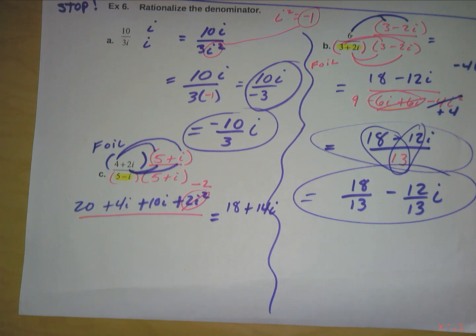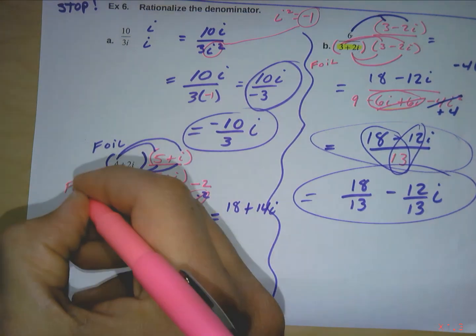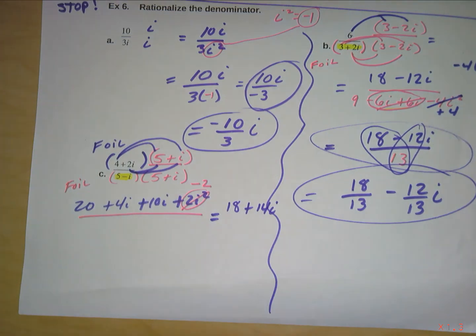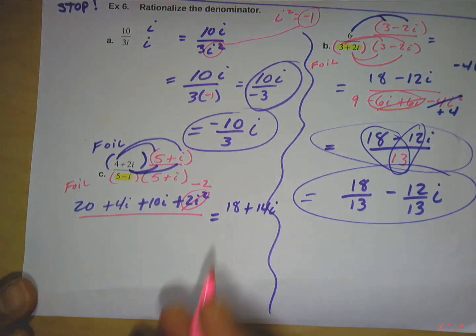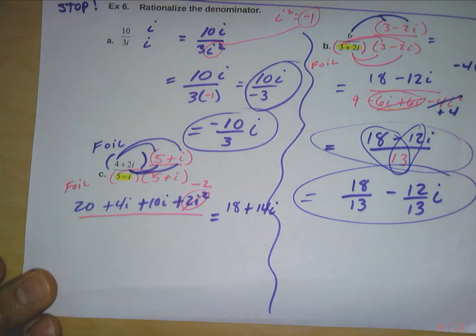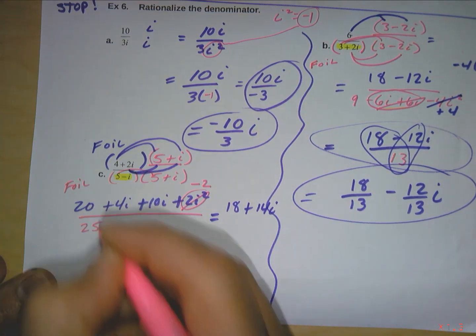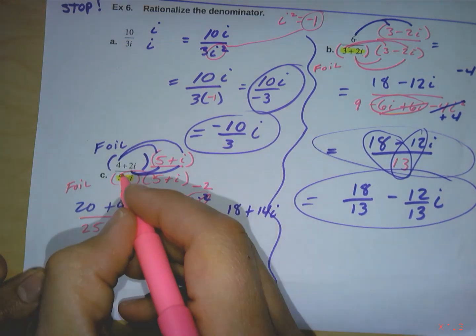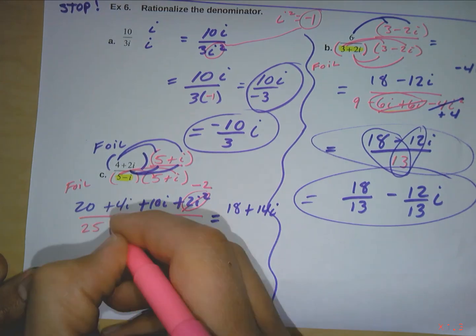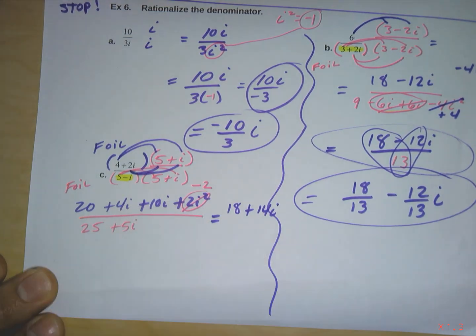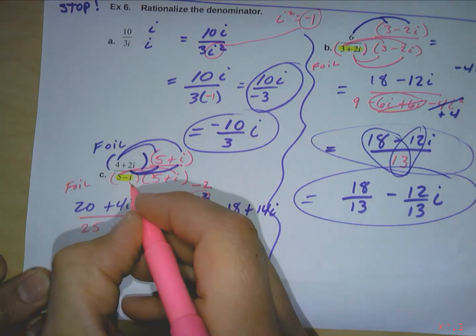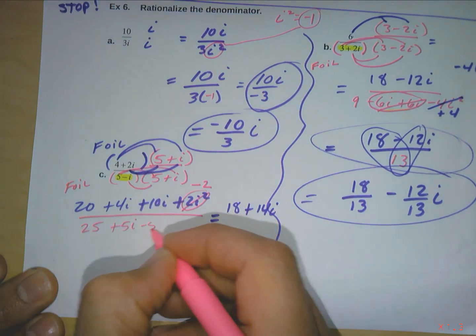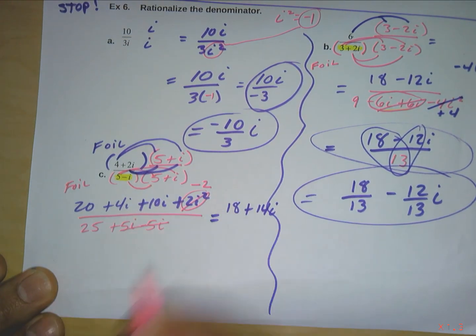Last thing we got to do, FOIL the bottom. I'll do the bottom in pink now, pretty pink. We got 5 times 5, 25. Now, usually when I'm doing this, I know the outers and inners are going to cancel, so I never write them, but I'll do it for our notes here. So 5 times i is 5i. And then when I do my inners, -i times 5 is a -5i. So again, those are going to cancel.